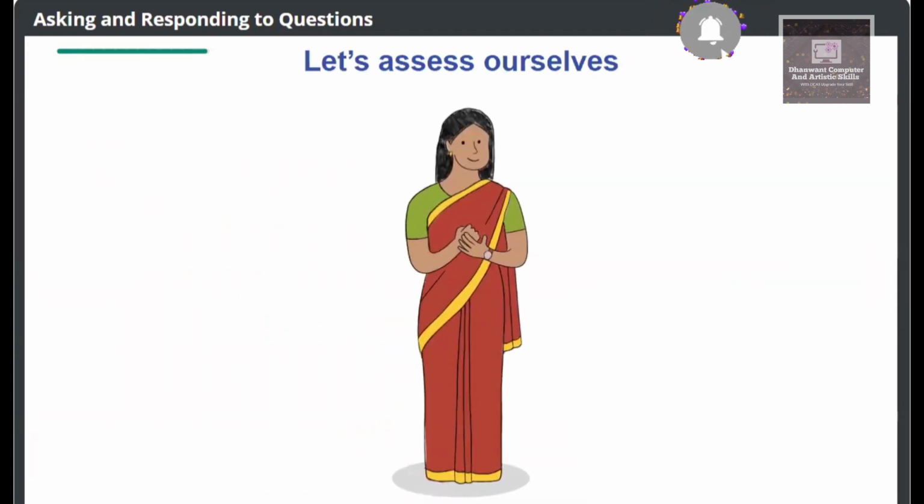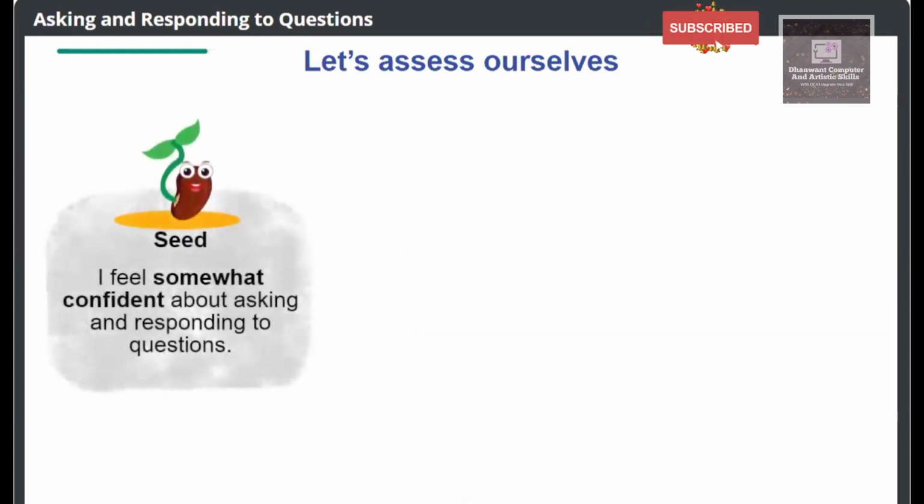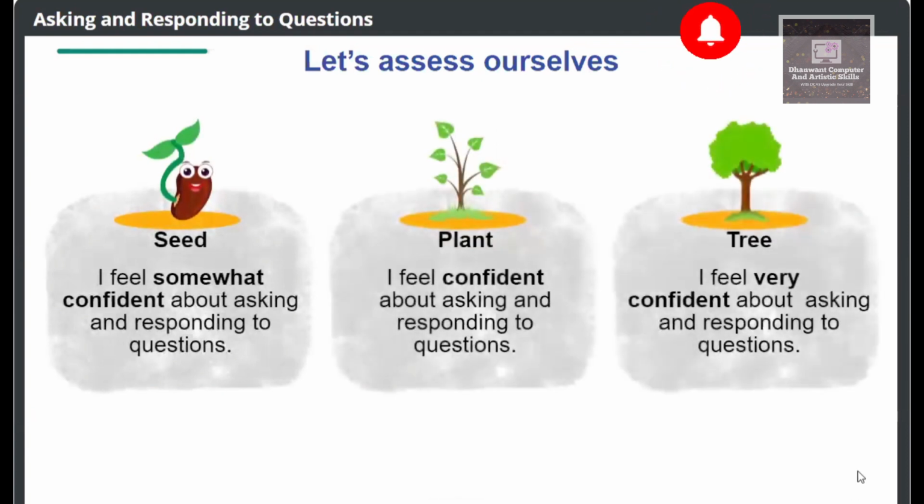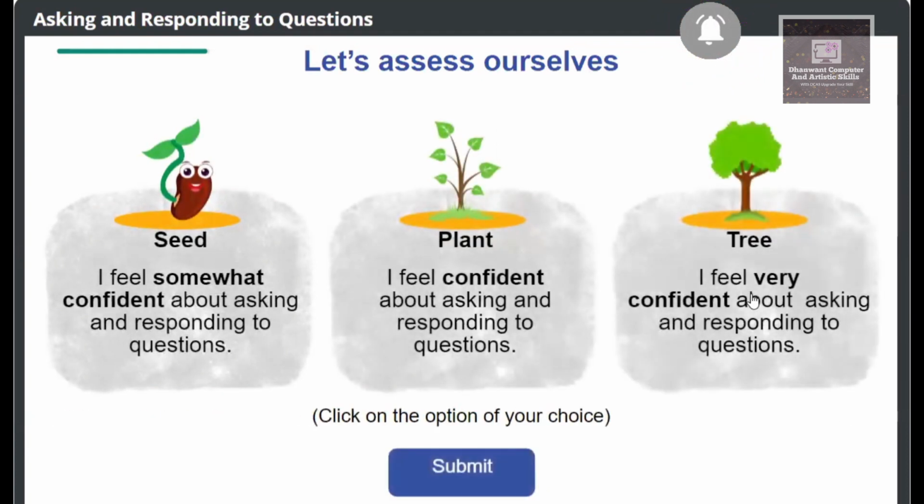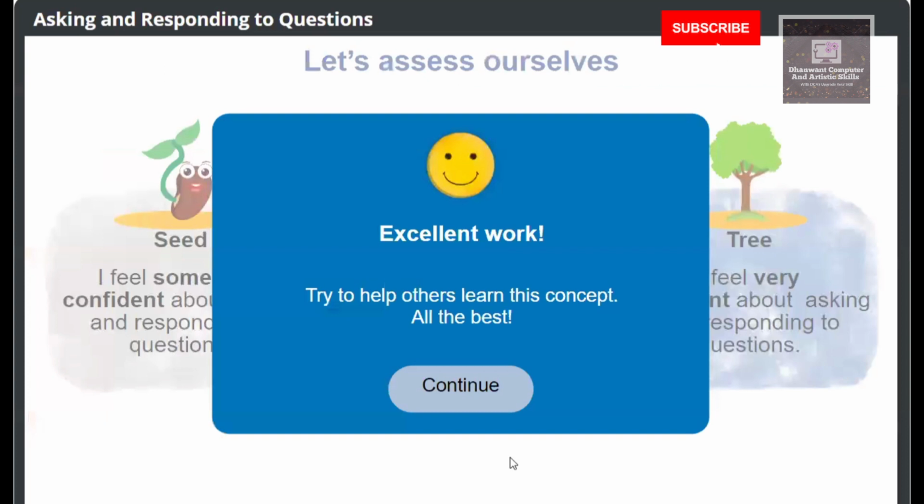Now, let's assess ourselves to understand our own learning. Think of what you learned and choose if you feel like a seed, plant, or tree. Excellent work! Try to help others learn this concept.